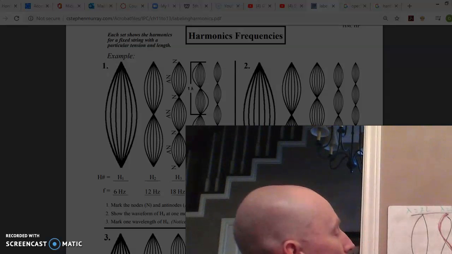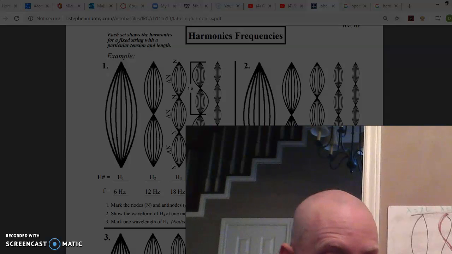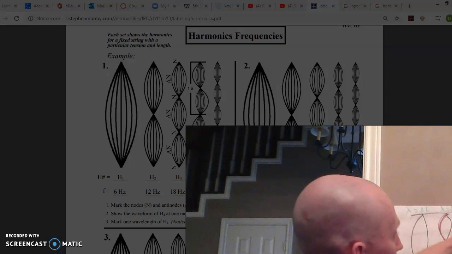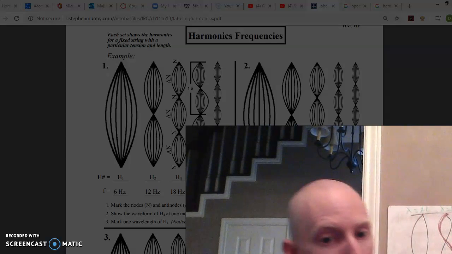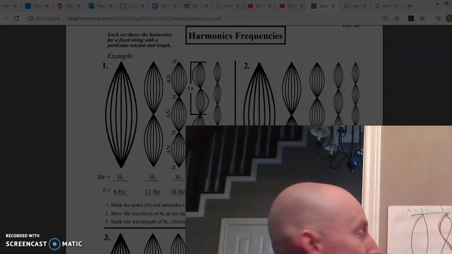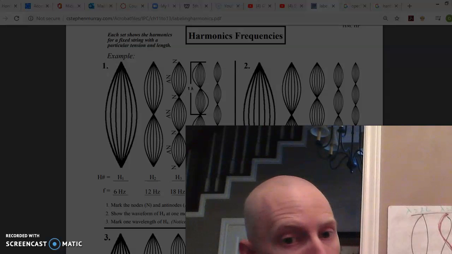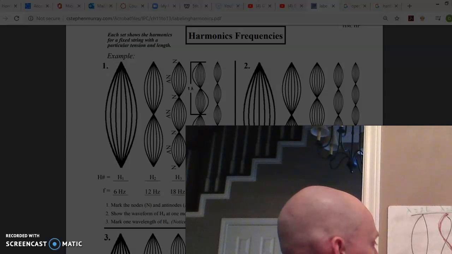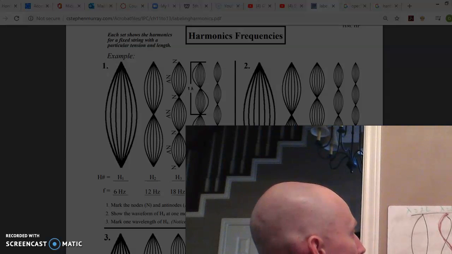So lambda's getting really, really small. As you cram more and more waves in here, wavelength gets smaller, smaller, smaller, smaller. Those waves are getting higher and higher and higher, and those are really high notes. Okay, so there is a pattern here, and it's been included in the Canvas module, but here it is.